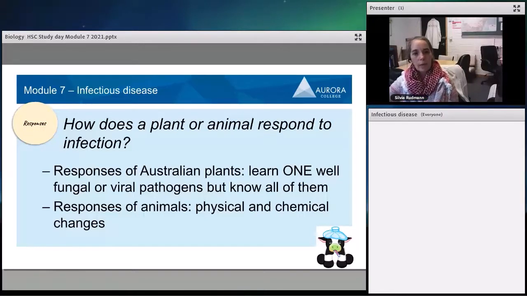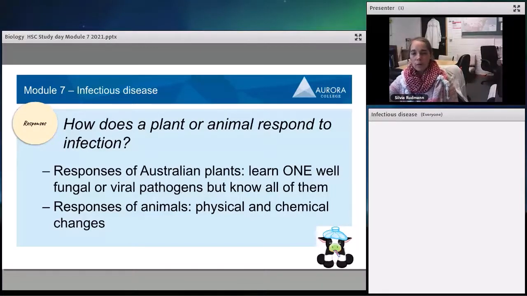So we need to learn one example well related to fungal or viral pathogens. There is not much information on this, because Australian plants are very resistant naturally to viral pathogens. They are not as resistant to fungal ones, but yes to viral pathogens. So you're not going to see much research on this. There are some examples in the textbooks, but not too many. You usually focus on the fungal and have some idea of the viral pathogens as well.